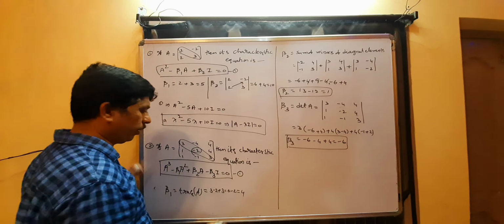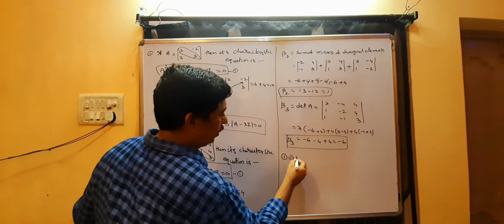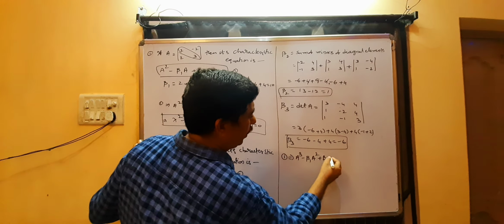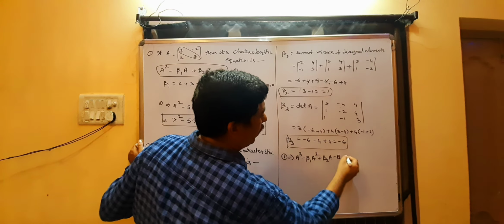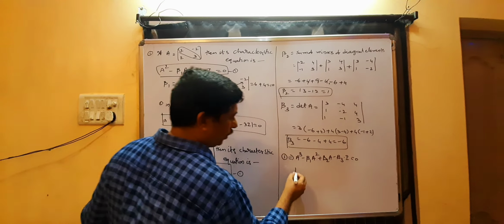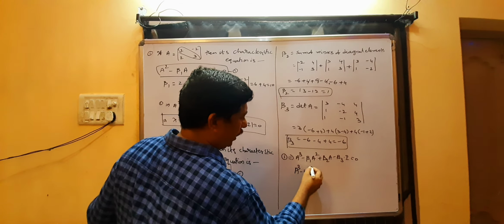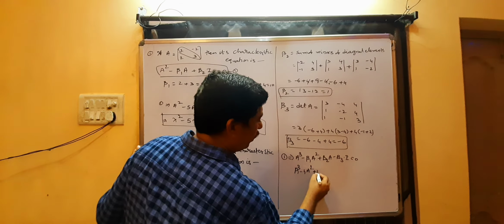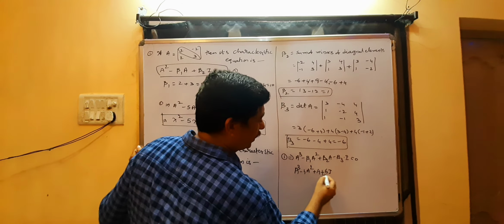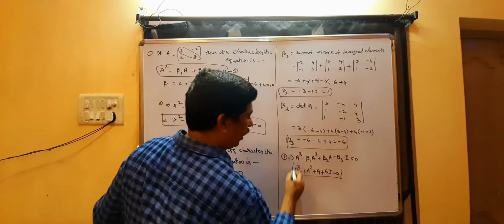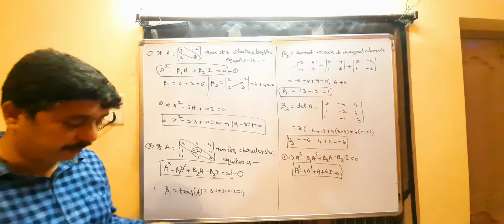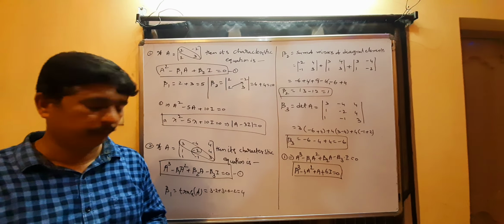Therefore the equation becomes A cube minus beta 1 into A square plus beta 2 into A minus beta 3 into I equal to 0. Beta 1 value is 4. Substituting in this equation: A cube minus 4A square, beta 2 is 1, so 1 into A is A, minus 6. Minus beta 3 is minus into minus, plus 6I equal to 0. This is the characteristic equation. Copy that problem. Every square matrix satisfies its characteristic equation.